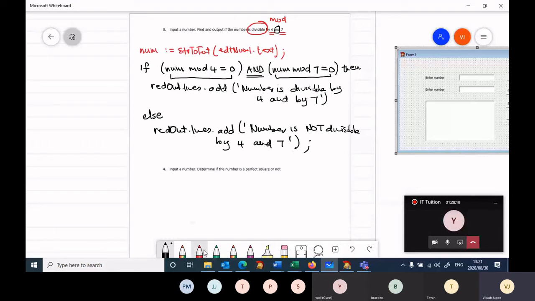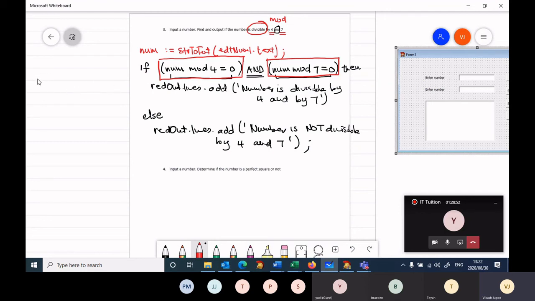Here, what you need to understand is that when you have two conditions, the conditions must be complete conditions. So this is a complete condition, num mod 4 equals 0, and that condition must be in a bracket. And then the second condition should always also be complete. And here num mod 7 equals 0. And that should be in its own set of brackets.